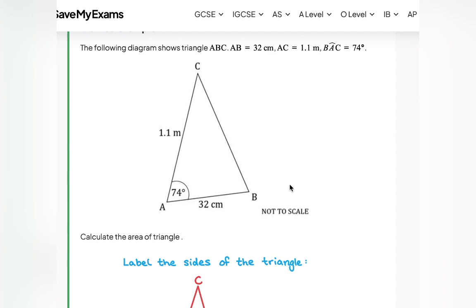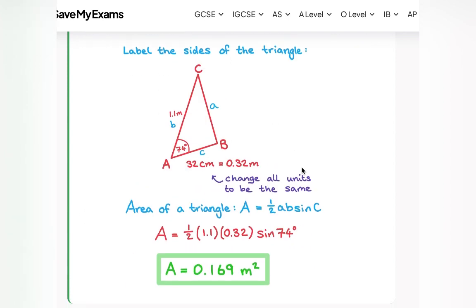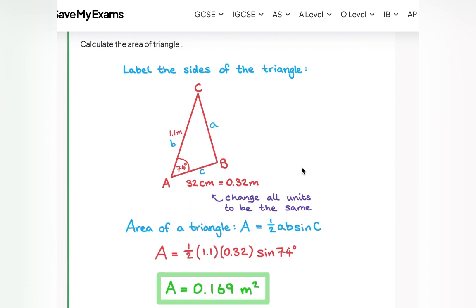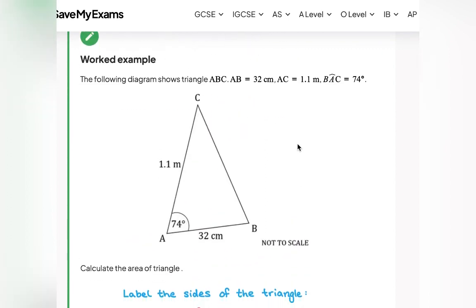Okay, so we draw this triangle, and then we calculate and find the area. You can calculate the area of this triangle. We have triangle ABC, where AB is 32 centimeters, AC is 1.1 meters, and angle BAC is 74 degrees.